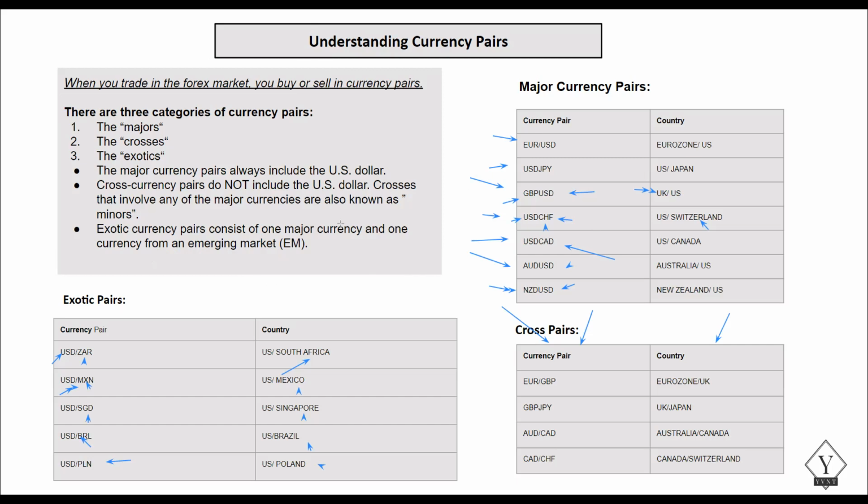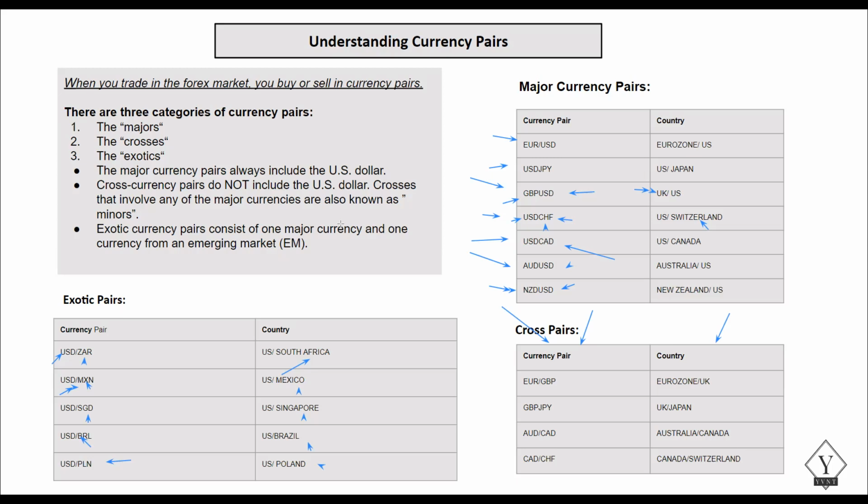Exotic currency pairs consist of one major currency and one currency from an emerging market, right? Emerging markets are countries like South Africa, Mexico, Singapore, Brazil, and stuff like that. USDZAR, that's the dollar against South Africa. USDMXN, that's the dollar against Mexico. USDSGD, that's the dollar against Singapore. And then USDBRL, that's the dollar against Brazil, right?